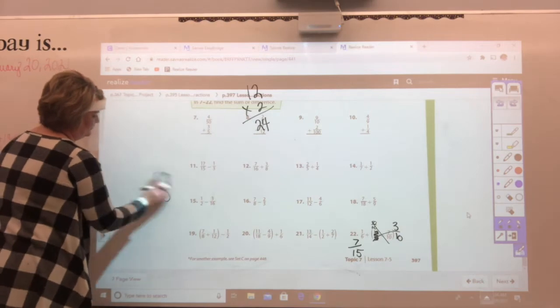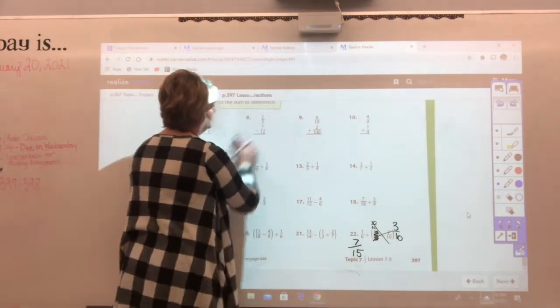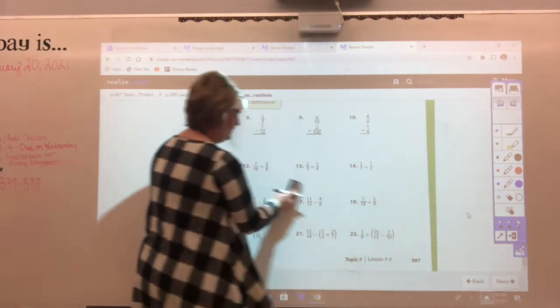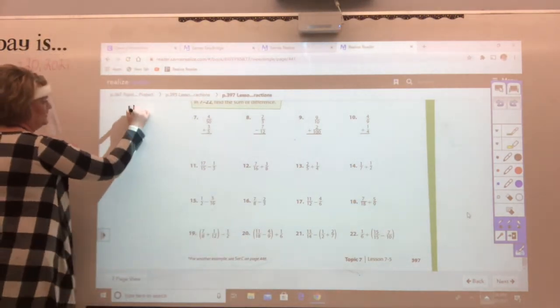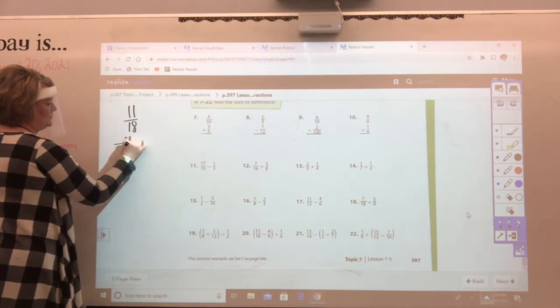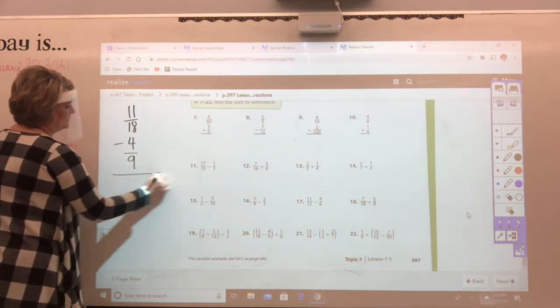Lainey, pick one. 3 all the way to 22. 20. Which one? 20. 11/18. Have to do parentheses first. Minus 4/9.